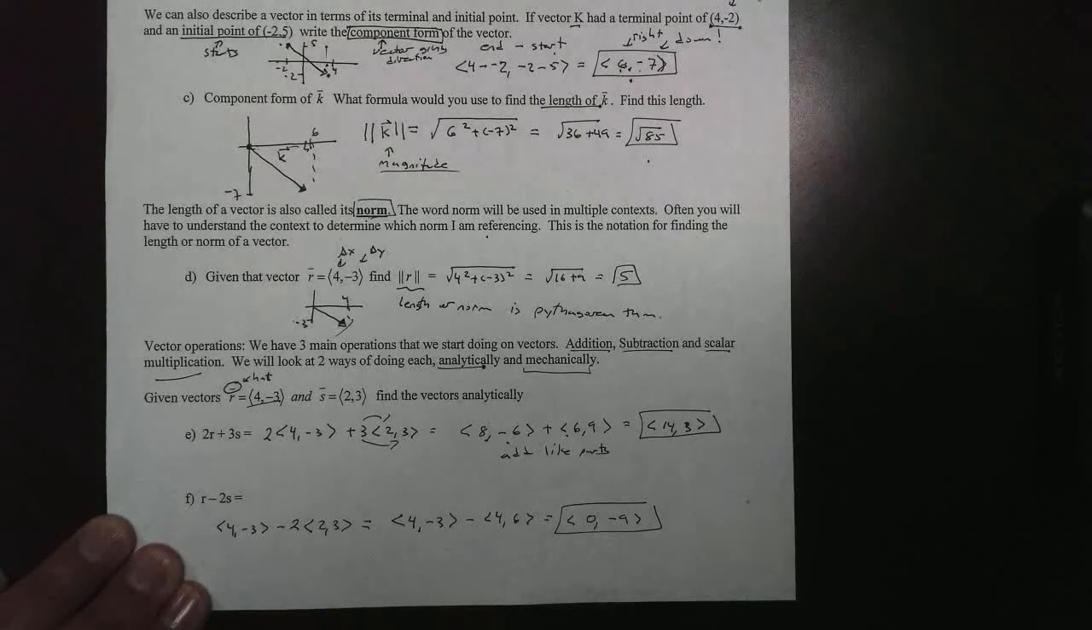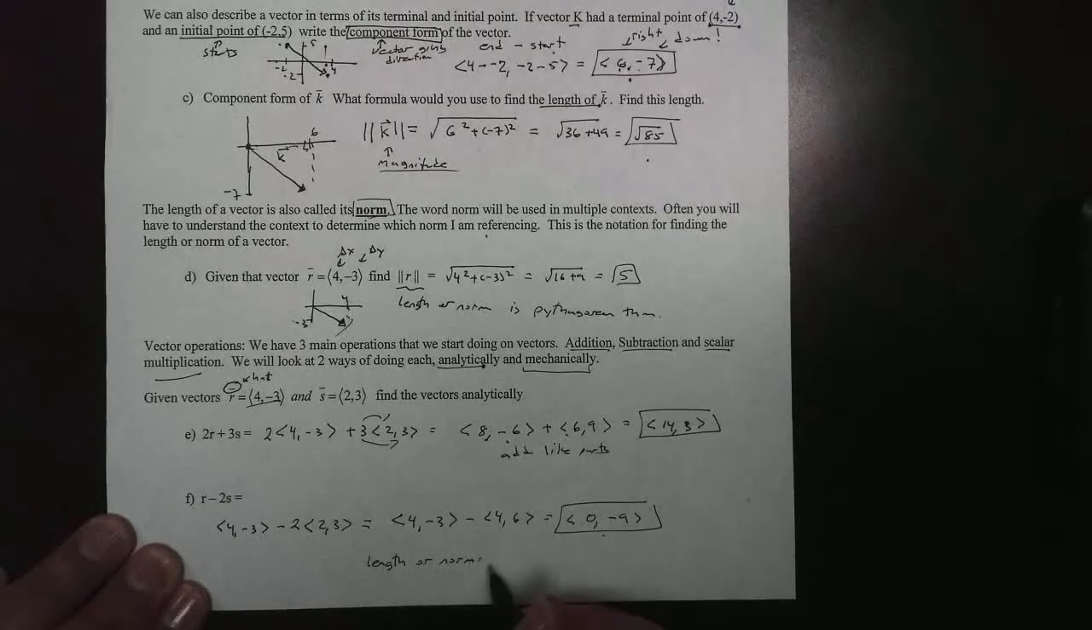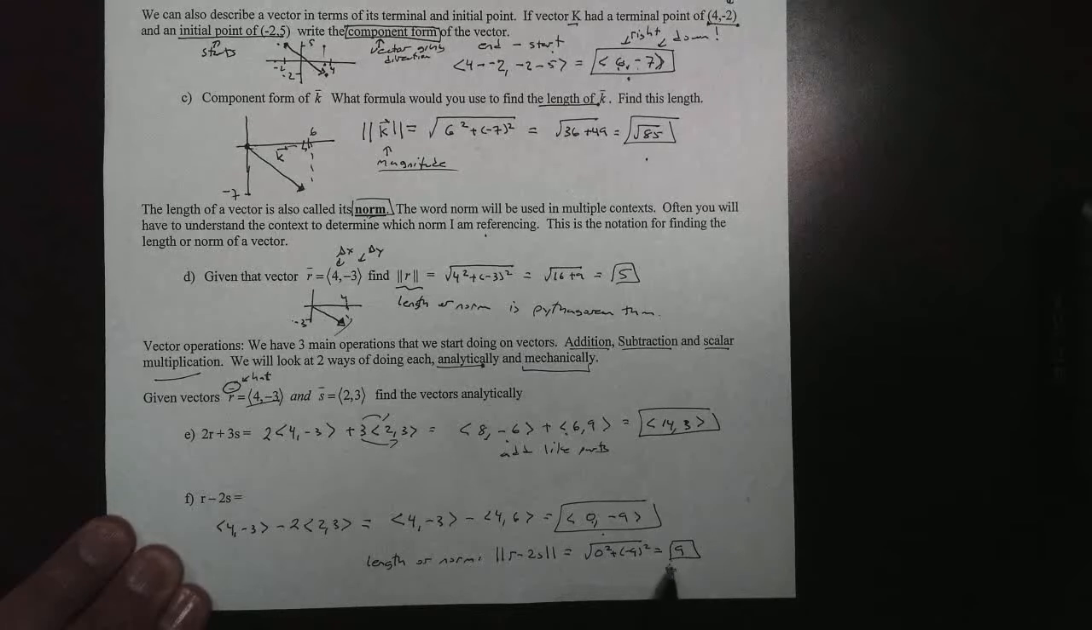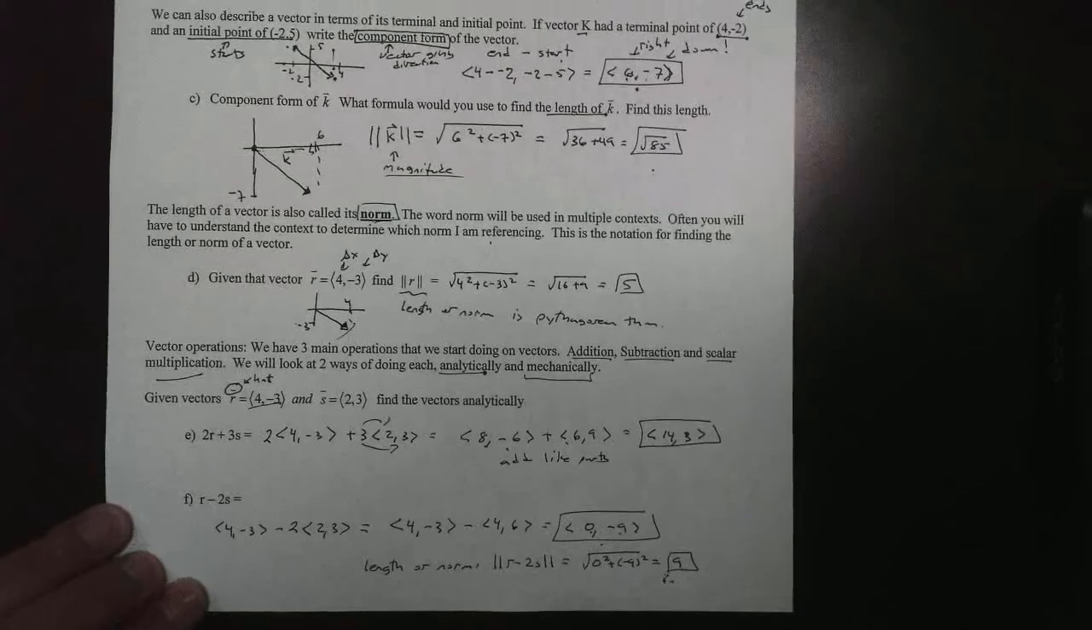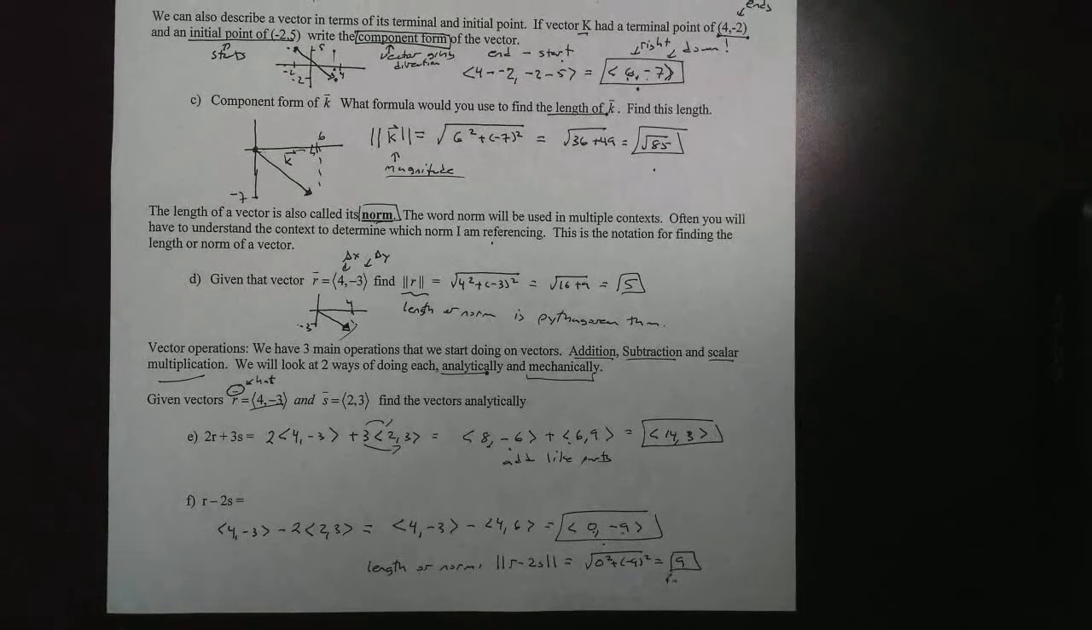There we have it. Now, what if I wanted to find the length of this, or the norm? Again, it's just the Pythagorean theorem. It'd be the magnitude of r minus 2s, which would be the square root of 0 squared plus negative 9 squared, which of course is 9. Now if you notice, the length is positive. Length can't be negative. When we square, we get a positive. Length will not be negative. So be very careful with that.